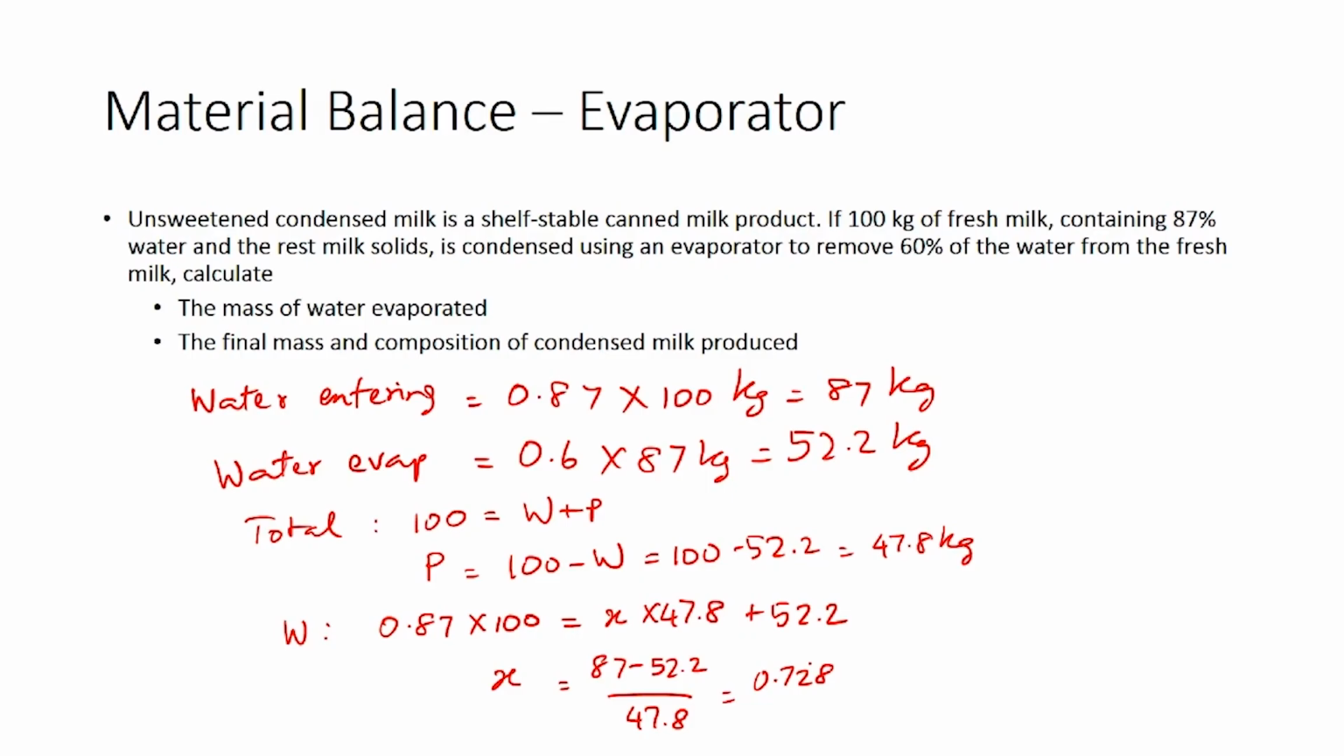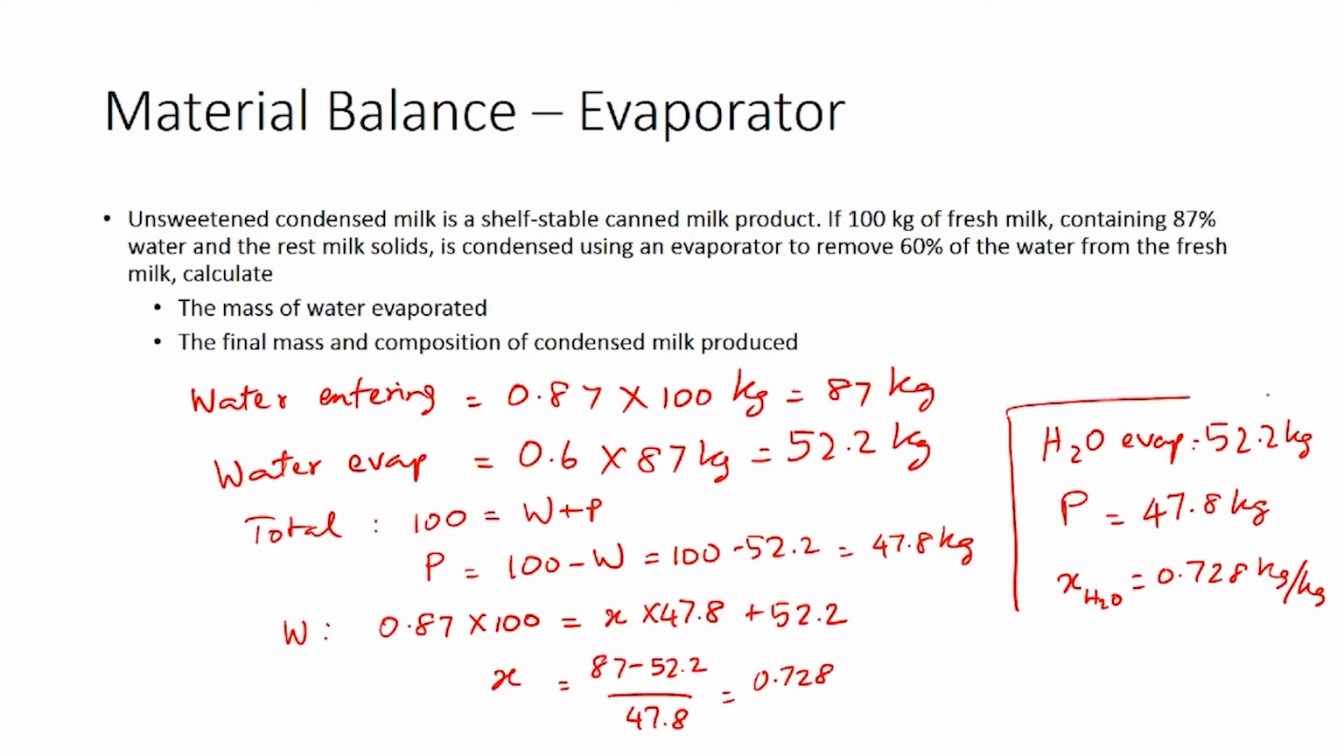So now the final answers are: water evaporated is equal to 52.2 kilograms, final product produced, which is the condensed milk, is 47.8 kilograms, and this contains water at 0.728 kilograms per kilogram. So, this gives you the final answers.